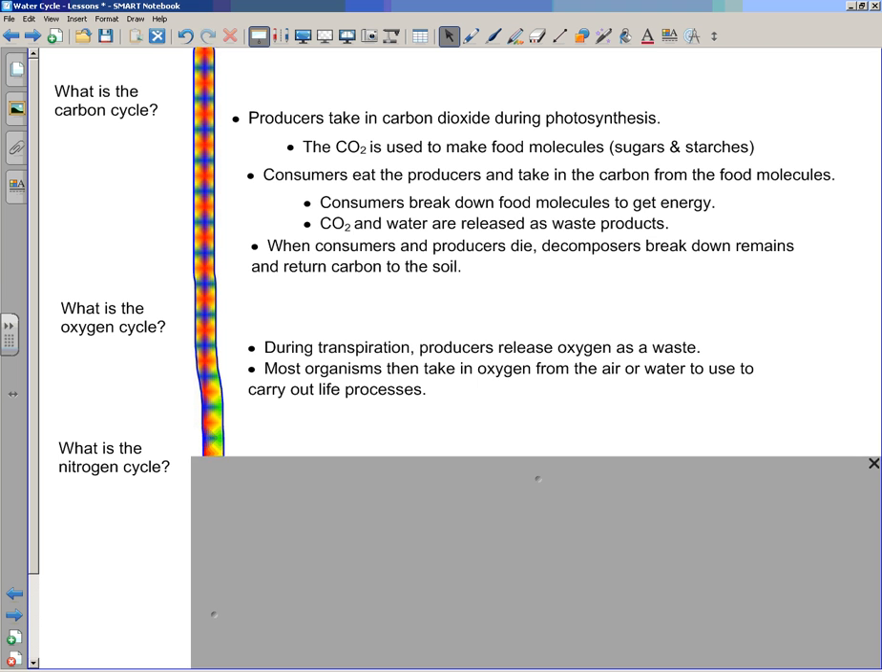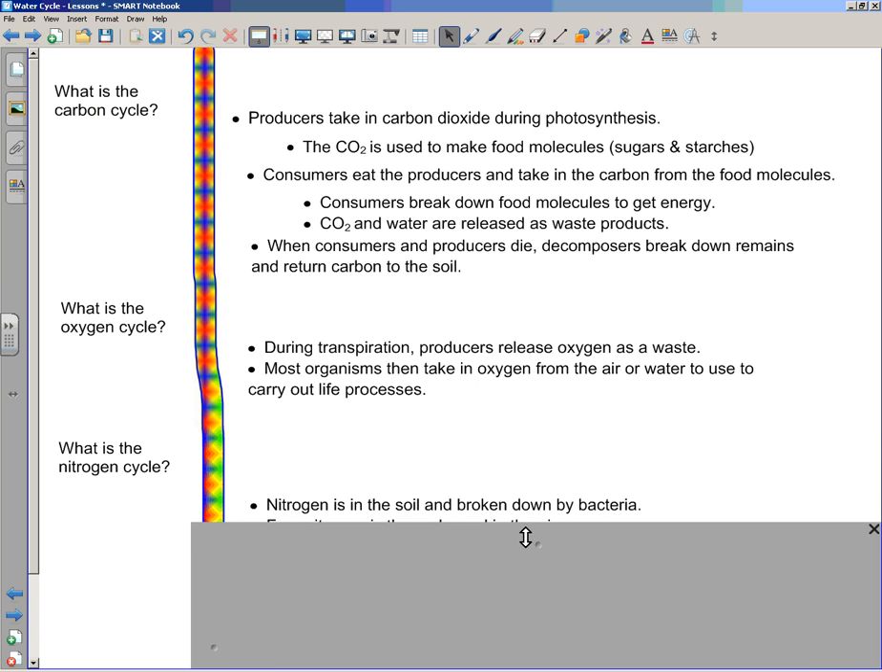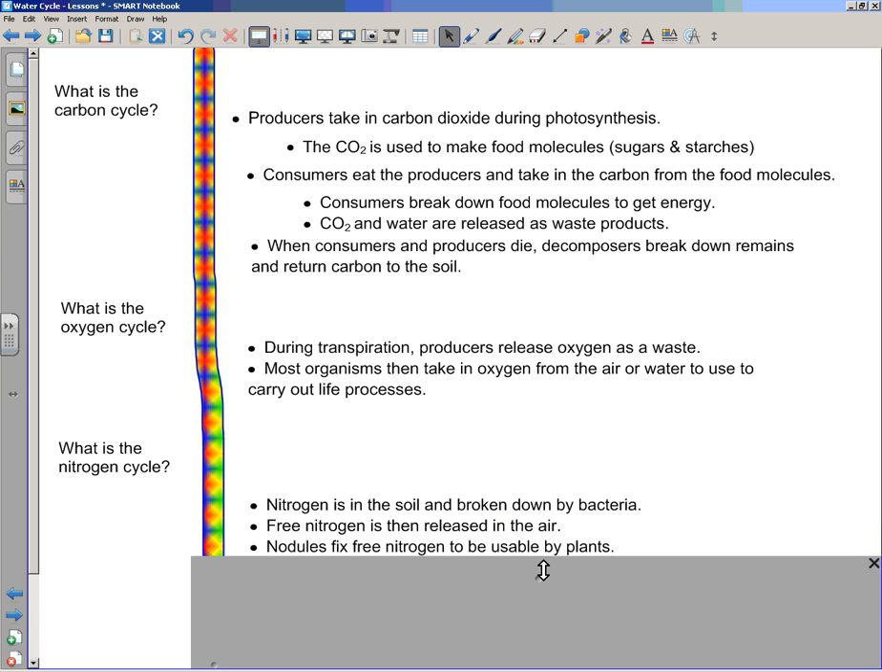Then what is the nitrogen cycle? Nitrogen is in the soil and it's broken down by a bacteria. Free nitrogen is released in the air. And then it goes back into the soil, but the nodules on the roots of plants stick that free nitrogen to be usable by plants. So plants can't just use regular nitrogen by itself, like we can breathe in oxygen. It has to be in a fixed form to be used.